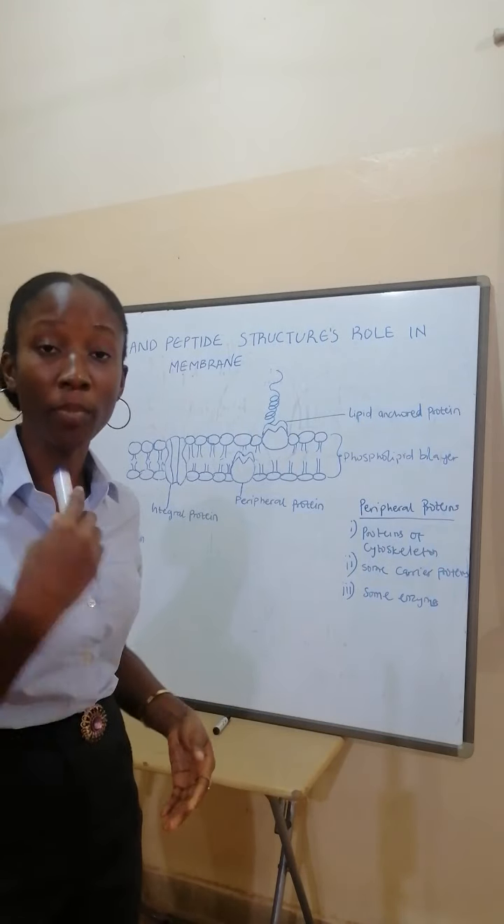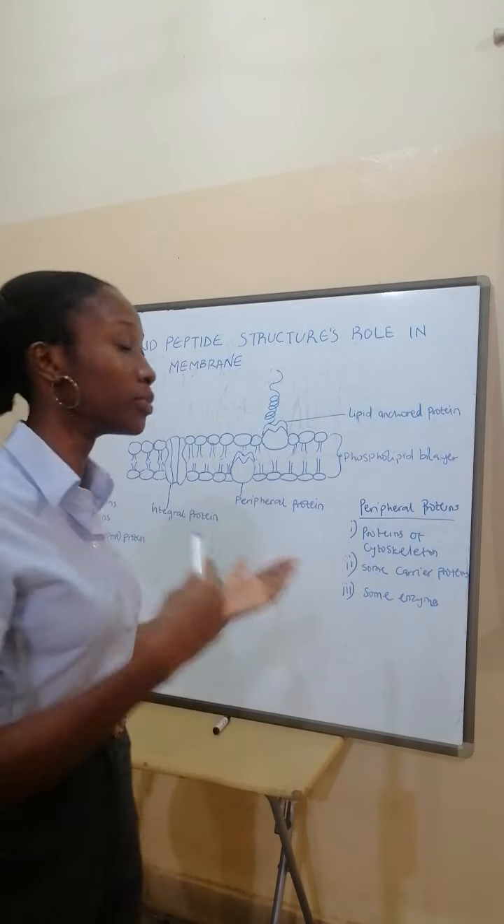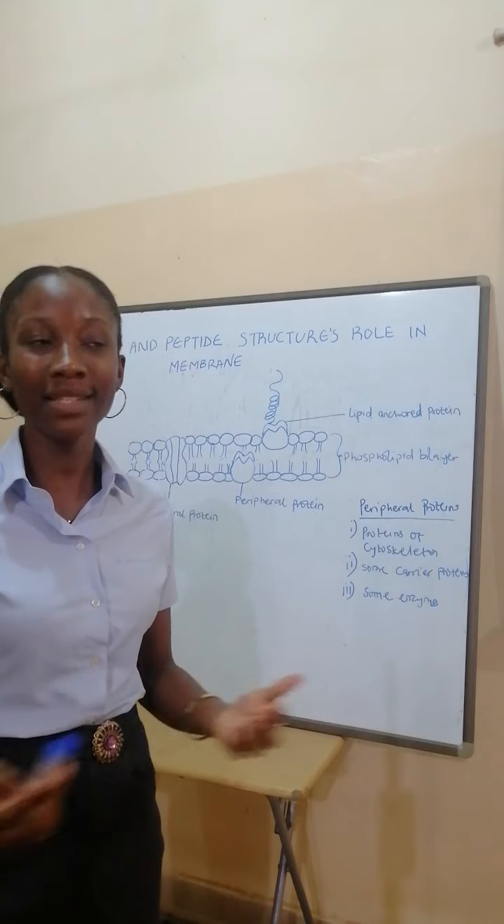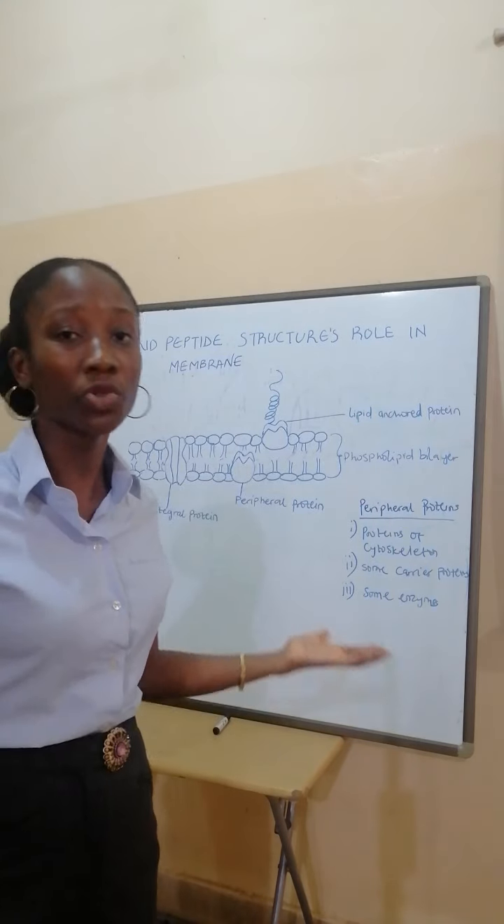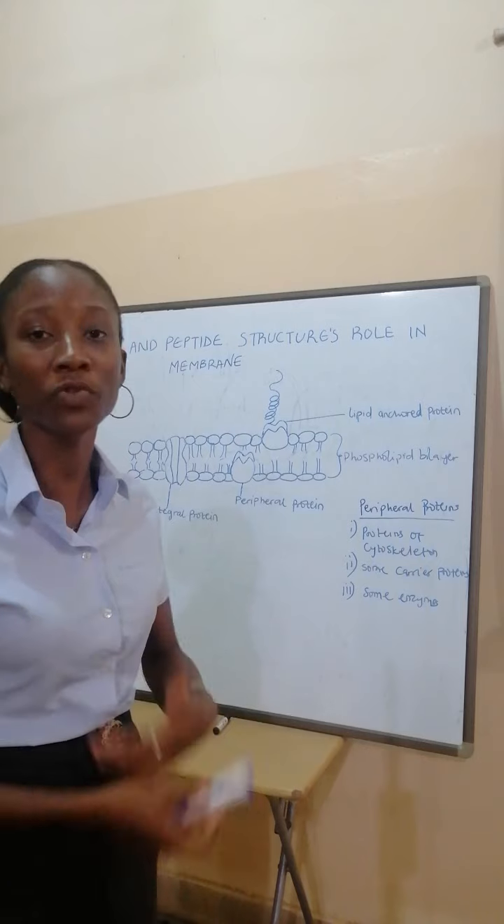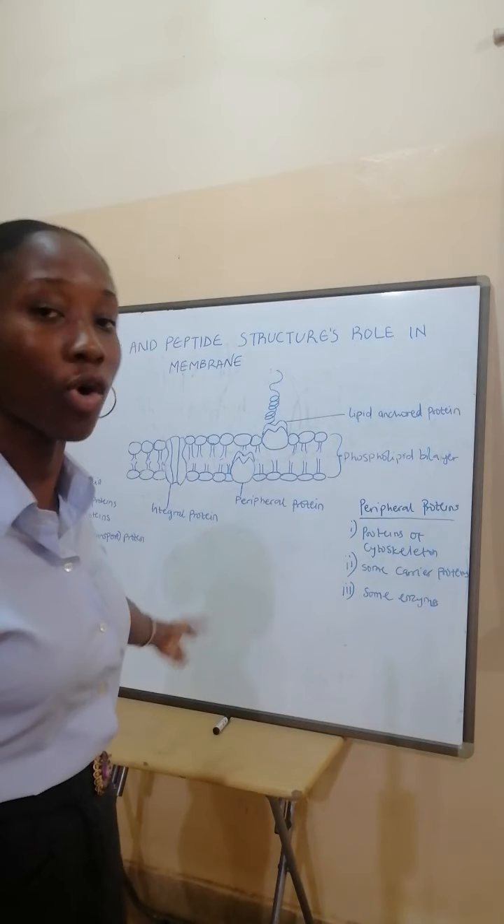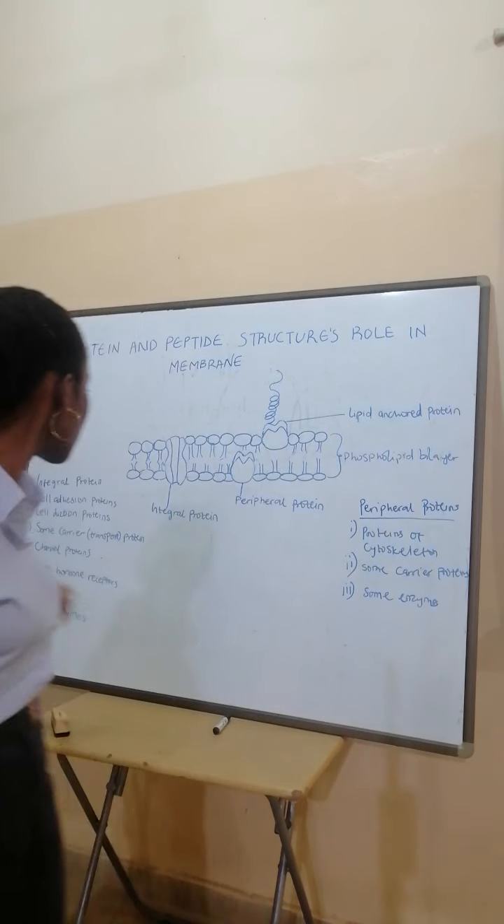Also, we have carrier or transport proteins. They help to transport water soluble metabolites like glucose. They help to transport electrolytes. These are also roles of the proteins.